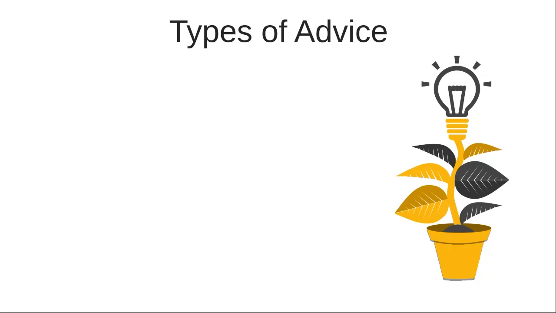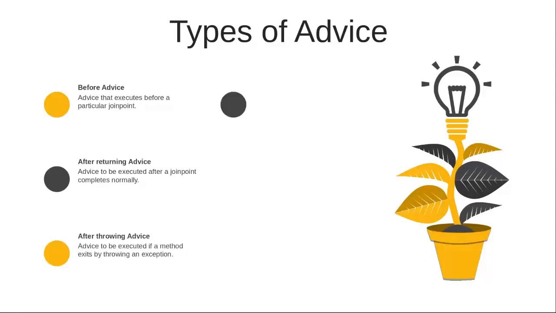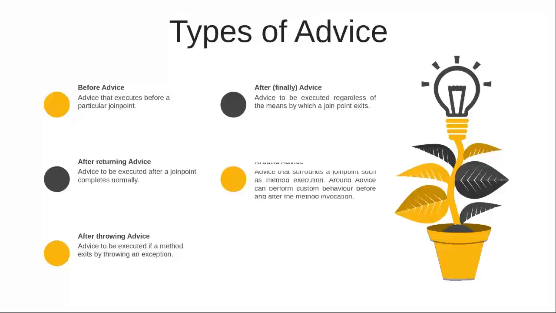Now we'll come to the different types of advice. We have the before advice, after returning advice, after throwing advice, after finally advice, or just after advice, and then we have the around advice. Now what is before advice? An advice that executes before a particular join point. Advice is the method that an aspect has to implement or execute. So when that advice is executed before a join point, it is known as before advice.